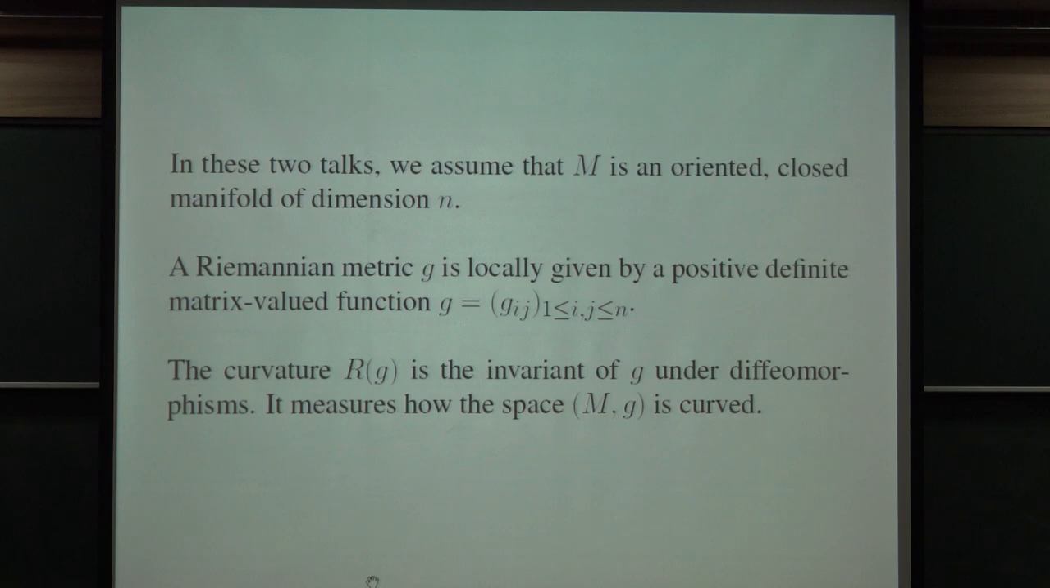A Riemannian metric is locally given by positive definite matrix-valued functions. This is a local expression. When you change coordinates, they go from one coordinate to another in the natural way. Yesterday I said the curvature is an invariant of the metric and diffeomorphisms, and it measures how curved the space is.